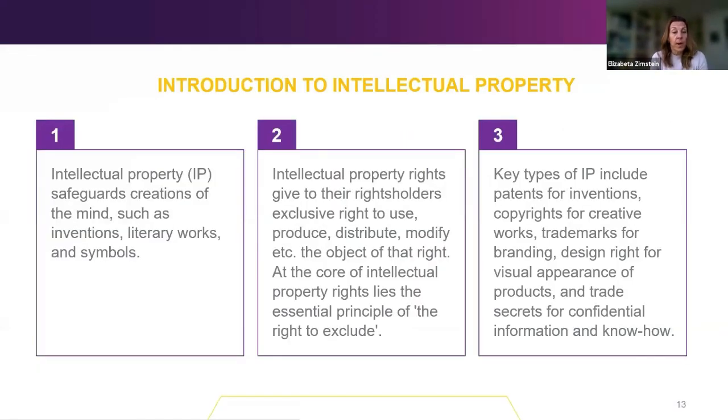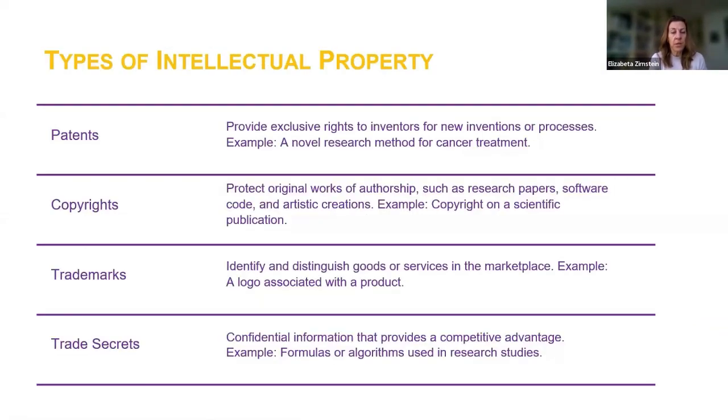Intellectual property rights safeguard creations of the mind, such as inventions, literary works, and symbols. The key types of intellectual property rights include patents, which provide protection to inventors for new inventions or processes. They include copyrights, which protect original works of authorship. Then we have trademarks, which identify and distinguish goods or services in the marketplace, and trade secrets that protect confidential information.